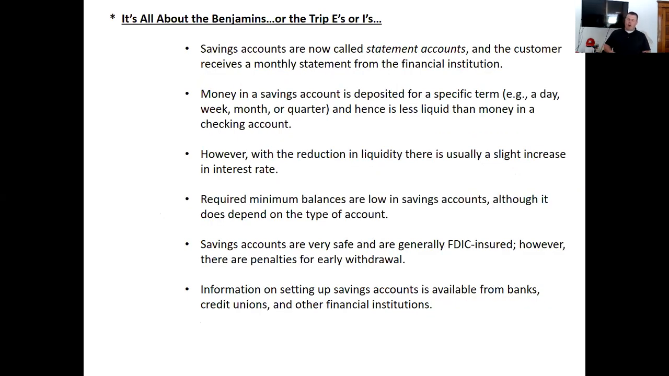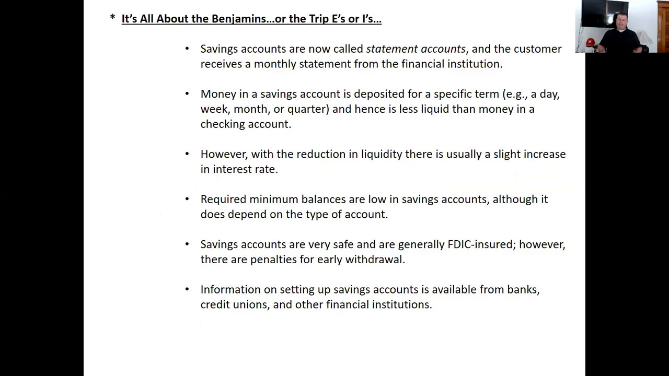Savings accounts are now called statement accounts, and the customer receives a monthly statement from the financial institution. Money in a savings account is deposited for a specific term, for example, a day, week, month, quarter, and hence is less liquid than money in a checking account. However, with the reduction in liquidity, there's usually a slight increase in the interest rate for those accounts. Required minimum balances are pretty low, although it does depend on the type of account and usually what type of interest it's paying. Savings accounts are very safe.